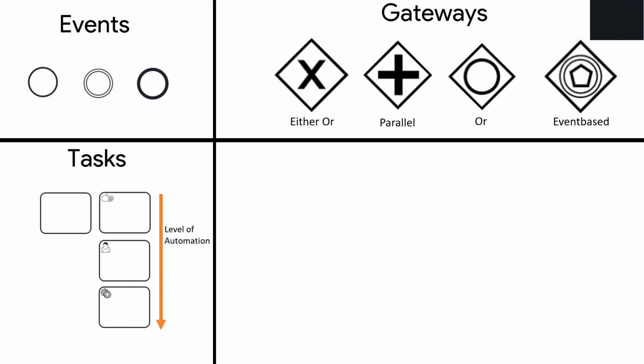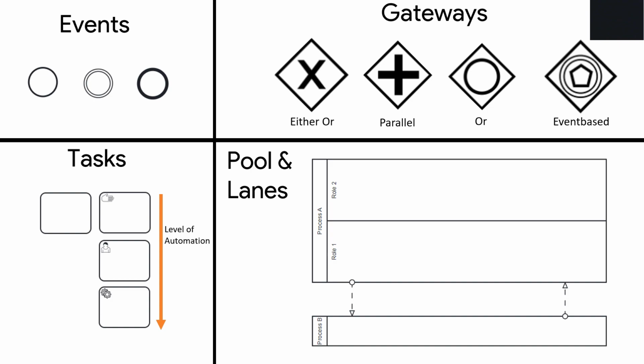Then the last bit of theory I want to discuss are pools and lanes. Basically, pools and lanes are there to describe different roles and to showcase who is doing what in a process. For example, here you can see we have 2 different pools, process A, process B, each one is a pool. And in process A, we have multiple roles, which are lanes in the end.